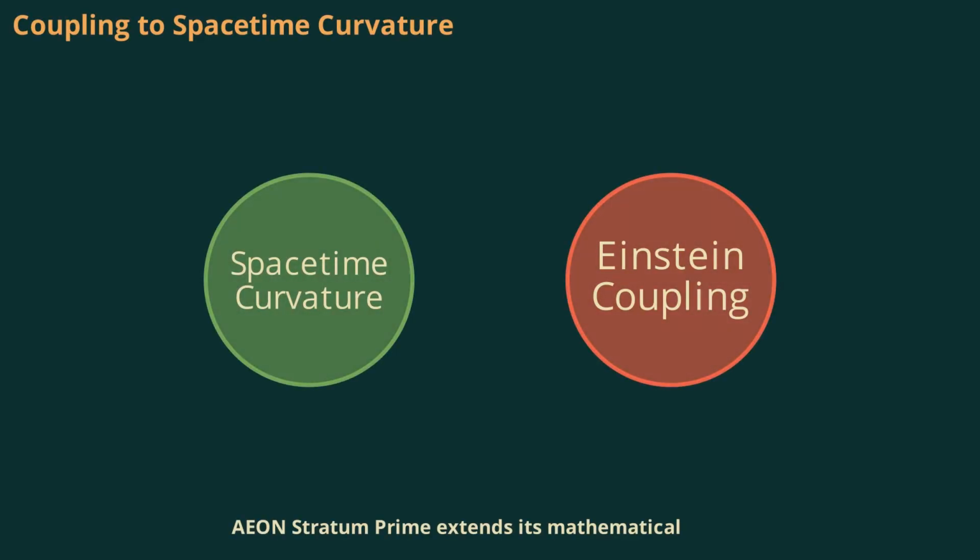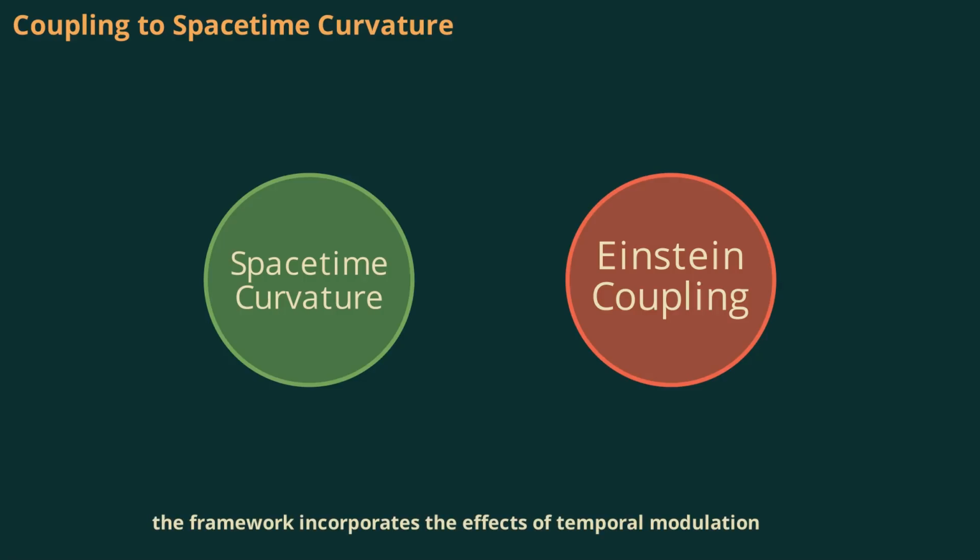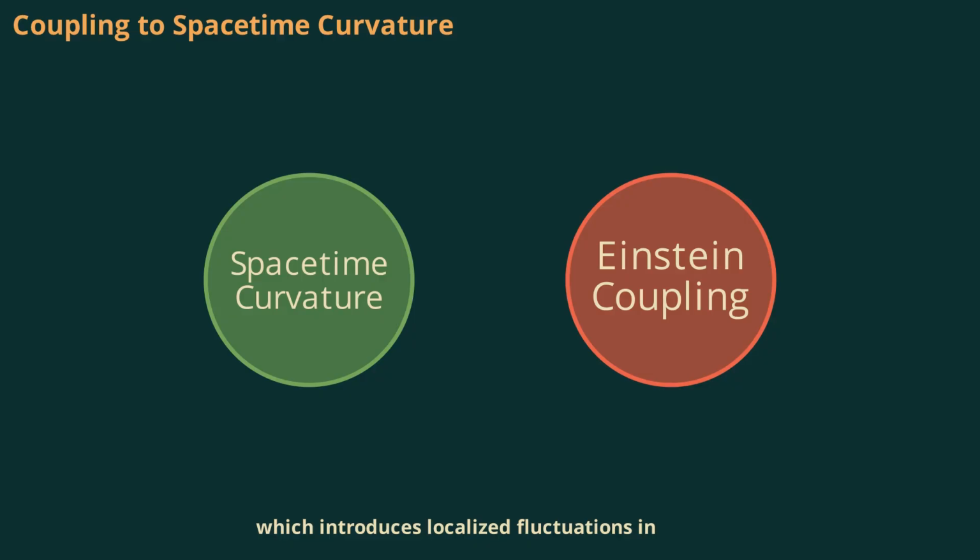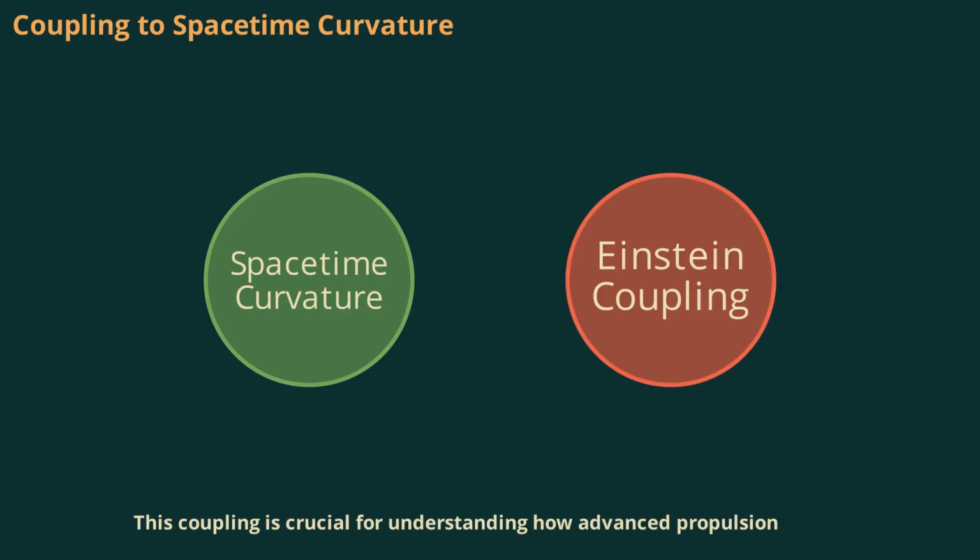AEON STRATUM PRIME extends its mathematical machinery to include coupling with spacetime curvature. By modifying the Einstein field equations, the framework incorporates the effects of temporal modulation, which introduces localized fluctuations in spacetime curvature without causing global distortion. This coupling is crucial for understanding how advanced propulsion systems might interact with the fabric of spacetime itself.